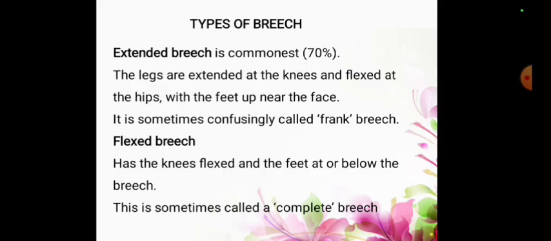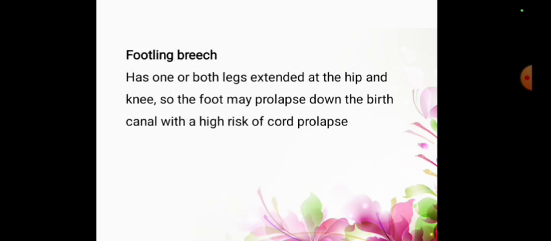Flexed breech, also called complete breech, has the knees flexed and the feet below the breech. Footling breech has one or two legs extended at the hip and knee, so the feet may prolapse down at birth, and it has the highest risk of cord prolapse.